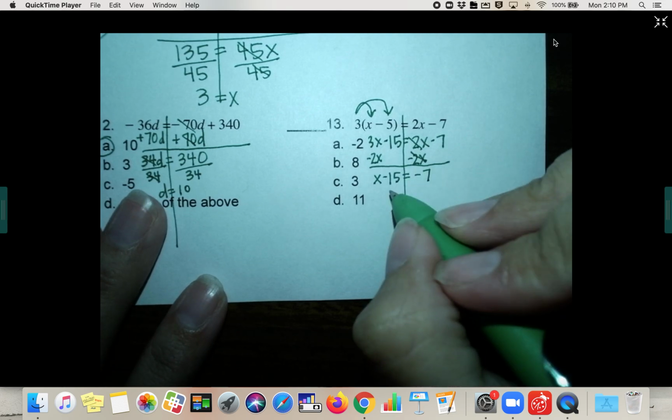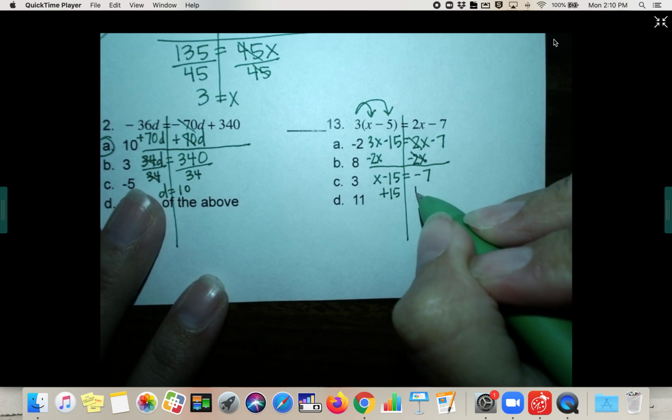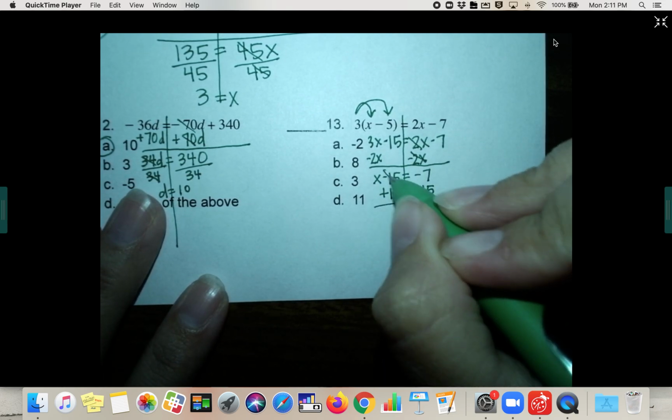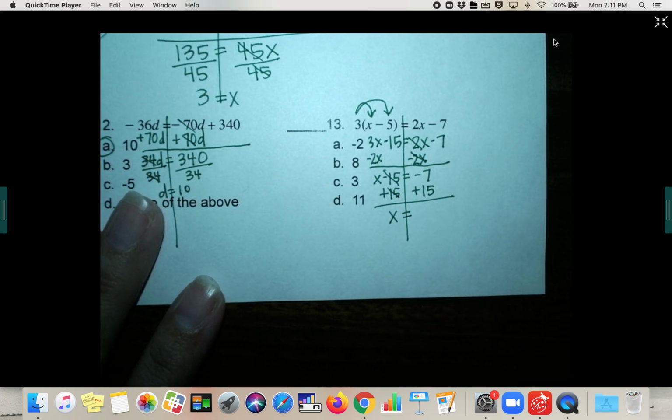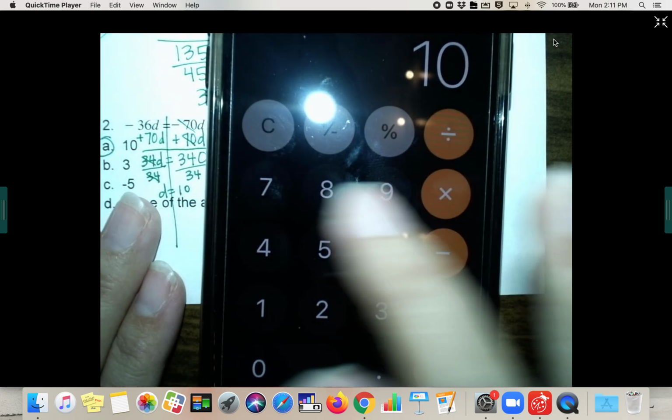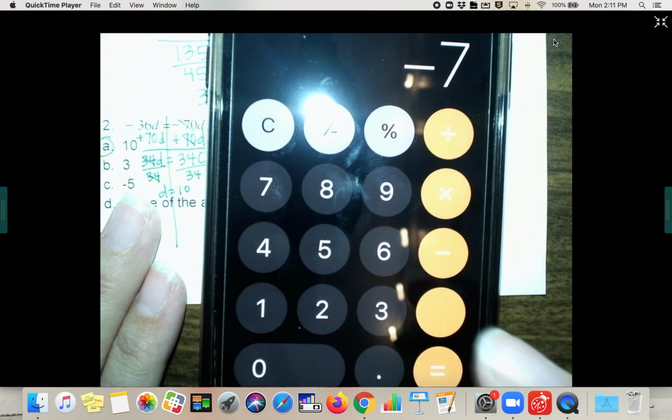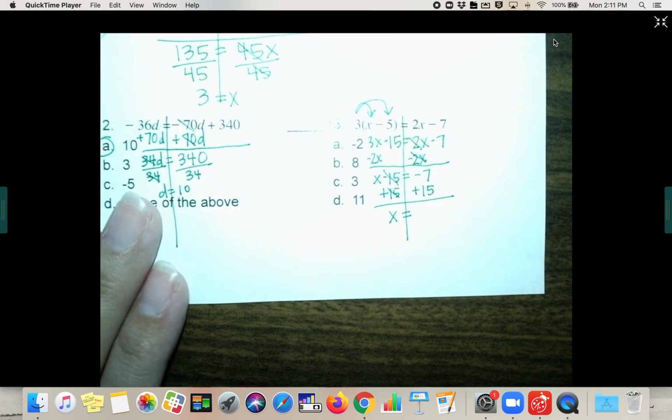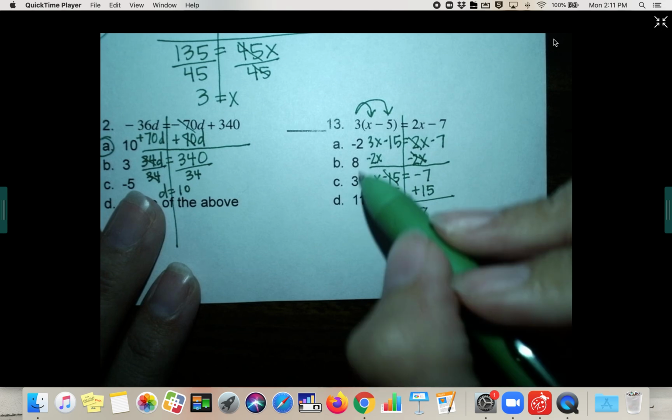All right, then you're going to add 15 to both sides and you'll be done. So x equals whatever -7 plus 15 is. -7 plus 15 is 8. So that would be B.